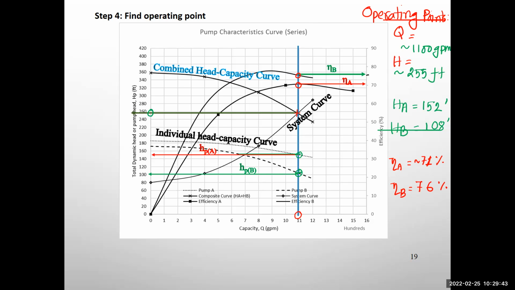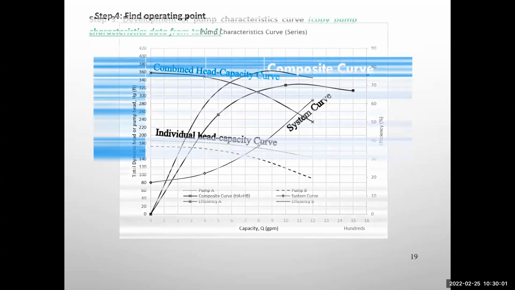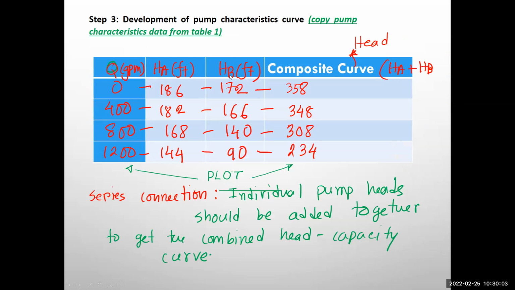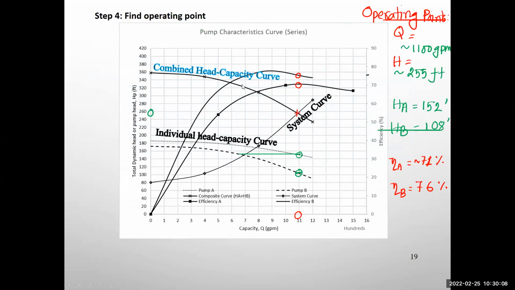Now, how we will do that? We know that combined curve will be based on how we are connecting the pumps, whether in series or parallel. So in series, we know the head will be increased. That's why here we added the individual head to get the composite head, okay? And then we plot these two, right? And that is the operating point after adding two pumps in series, Q and H.